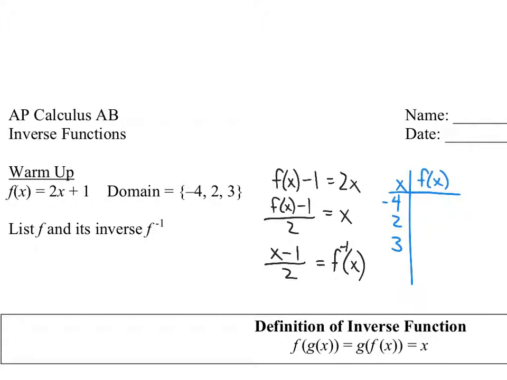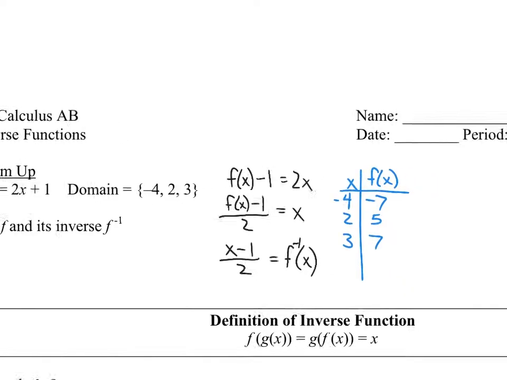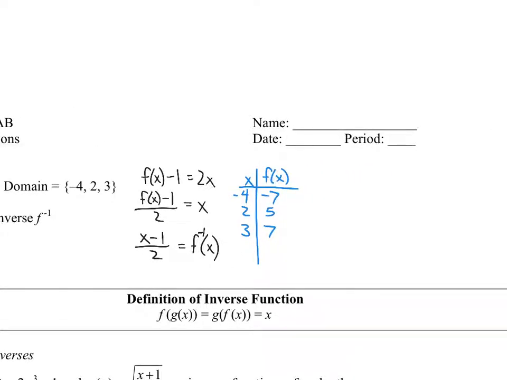So let's work through this. f of -4 would be -7. Okay. f of 2, 2 times 2 plus 1 is 5. f of 3 is 7. Okay, good. So now, if I'm doing the f inverse, the x's I'm going to use are the f of x's. So -7, 5, and 7.